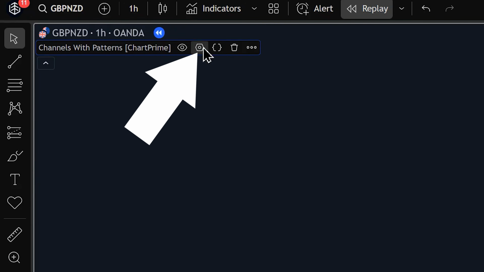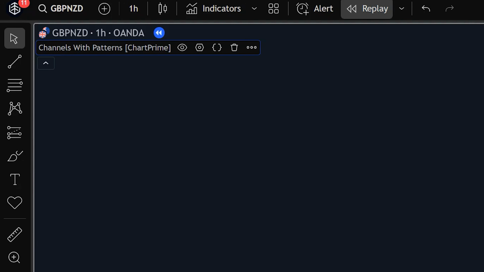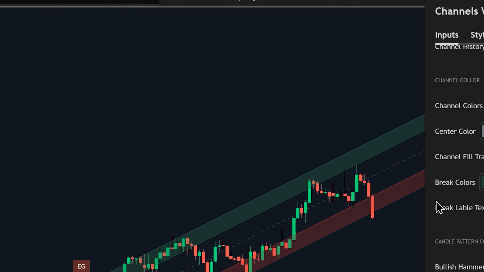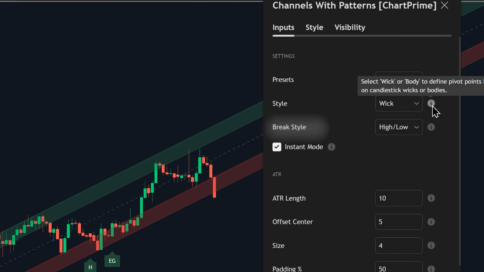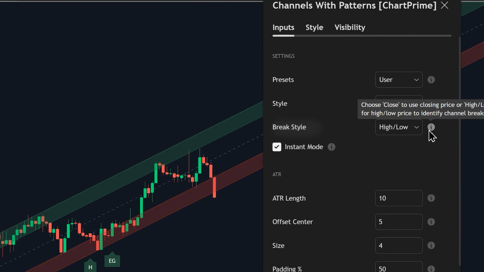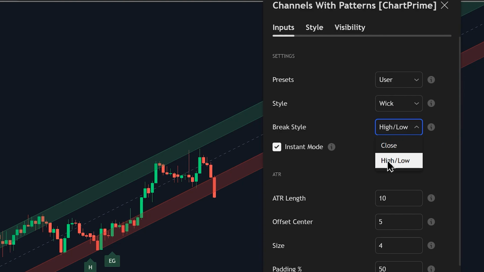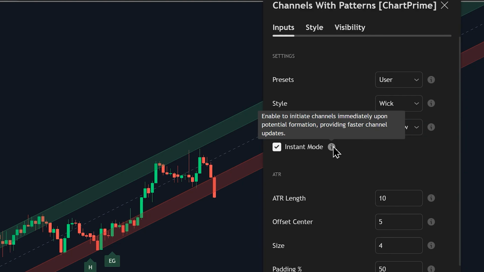If we dive into the settings, which you can open by clicking the little gear icon on the indicator name, you'll see there's a ton you can customize under the Inputs tab. First up, you've got presets, which let you quickly set things up for stocks, Forex, or crypto, or you can stick with user to tweak everything yourself. Then you can choose the style for how pivots are found, using either wick or body of the candles. Break style lets you decide if a channel break is confirmed by the candle close or just the high-low. There's an instant mode checkbox which, if ticked, tries to draw channels faster.